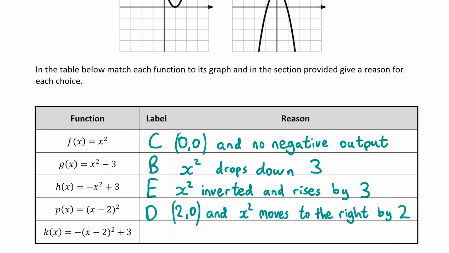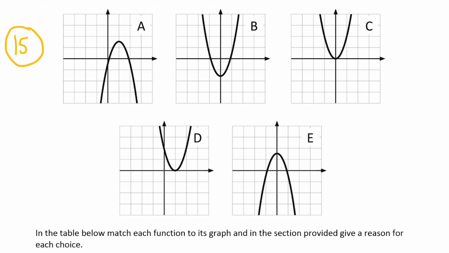So now our final function is k(x), which is equal to minus (x minus 2) squared plus 3. Now it's important, we can't just say that k(x) is A, as it's the only function left. We do actually have to give a proper reason. So now let's go up and have a look. We know that it will be similar to x squared, however it will be inverted as it's minus. It will also move to the right 2 steps, and it will be lifted by 3 as it's plus 3.